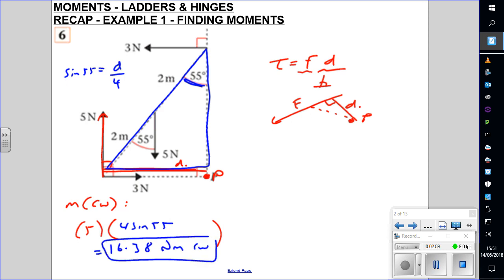What's the anti-clockwise ones though? So moments anti-clockwise. Let's think about this. I've ticked that one off, that's all good. The anti-clockwise ones, let's start with this 3 newtons here. That's 3 newtons, so I've got my force 3, but what's the perpendicular distance of that force to the pivot? You're right, nothing. It's like me pushing on the hinge itself. That's not going to make any difference. It's not going to move anywhere. It's not going to turn. So watch out for that.